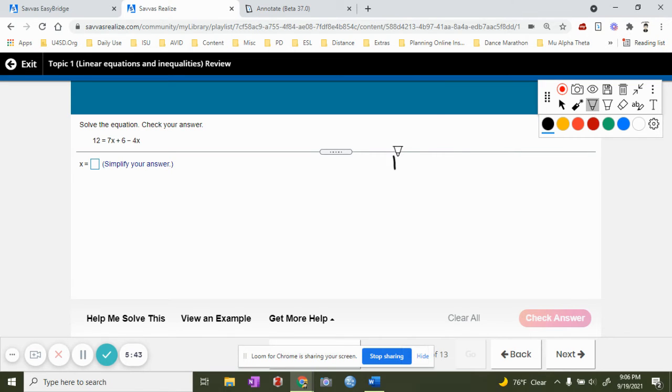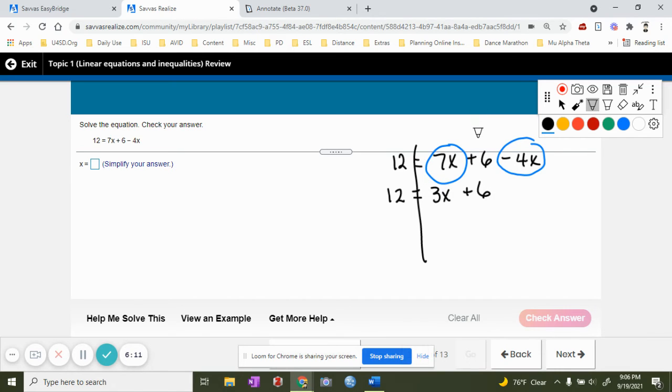So let's look at this equation. 12 equals 7x plus 6 minus 4x. Now I do have like terms here. I've got my negative 4x and my 7x on the same side. So I am going to rewrite the left side as 12. I'm going to combine my 7x minus 4x to get 3x plus 6. No change to that 6. So that was step 1, simplify first.